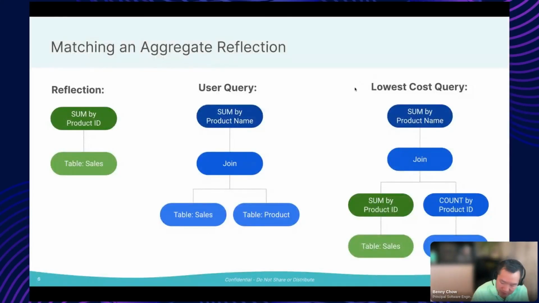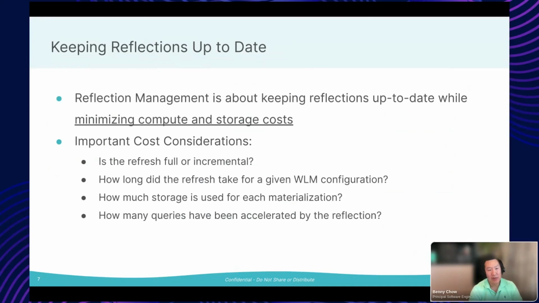All right, so now I've talked to you a bit about matching. Let's go on to the final topic, which is reflection management. Reflection management is basically about keeping your reflections up to date. I like to think about it as doing it such that you minimize your compute and storage costs, because if you're always rebuilding your reflections every time the data changes, that can get expensive.